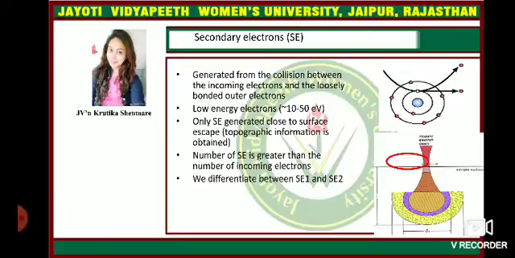Generally it arises from the collision between the incoming electrons and the loosely bound outer electrons. These are low energy electrons, that is 10 to 15 electron volts. Only secondary electrons generated close to the surface escape, that is, topographic information is obtained, and the number of secondary electrons is greater than the number of incoming electrons. That is how we differentiate between secondary electron 1 and secondary electron 2.